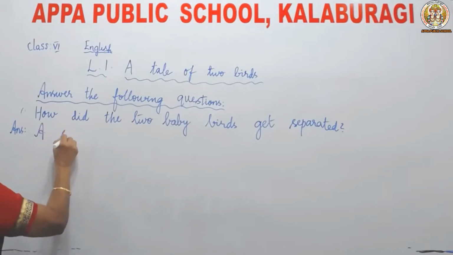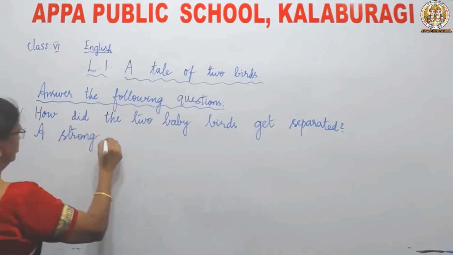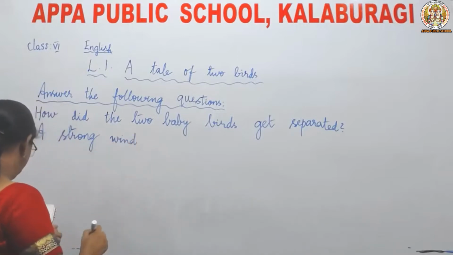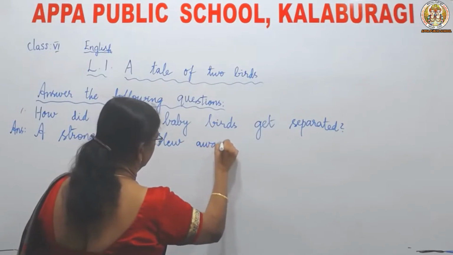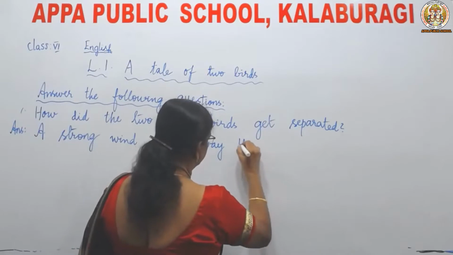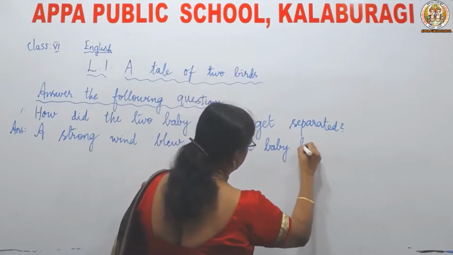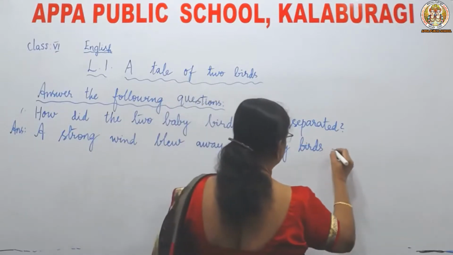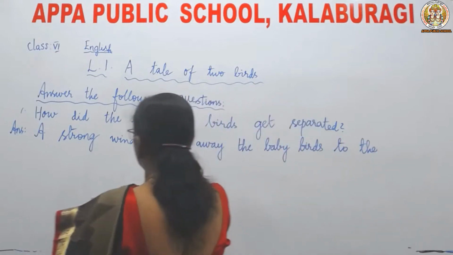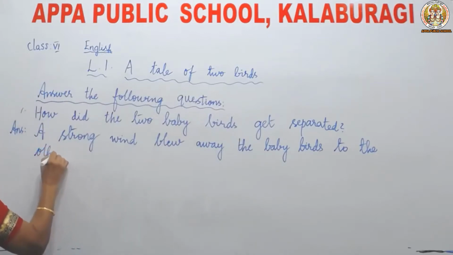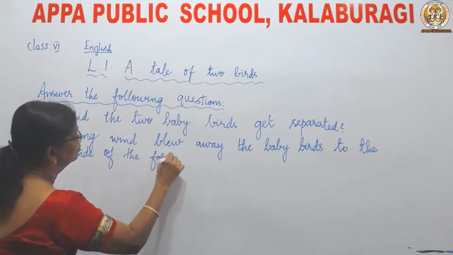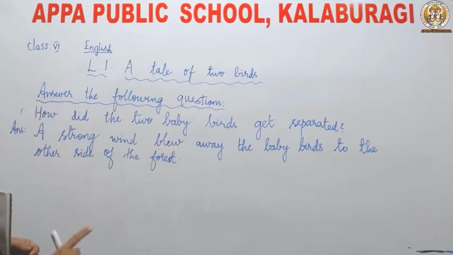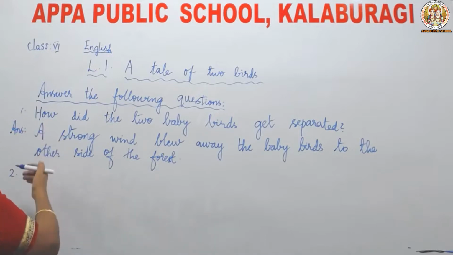A strong wind blew away the baby birds to the other side of the forest. While writing the words, you should spell the words correctly. Now leave a space, leave a line and write the next question.